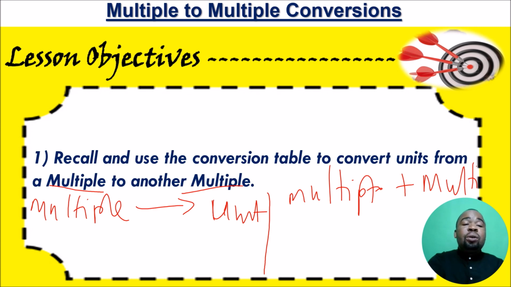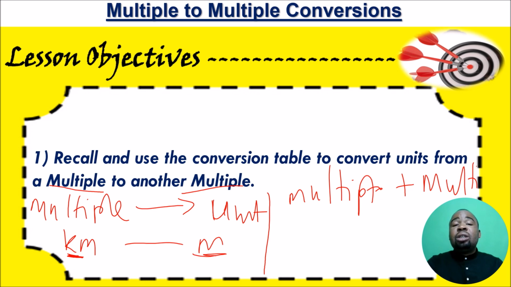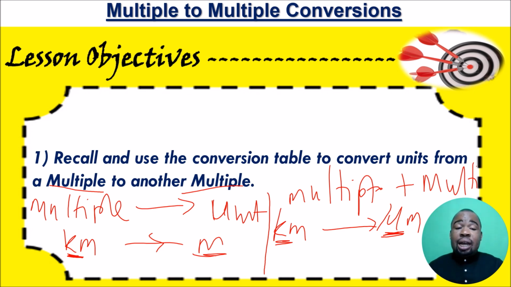For instance, we used kilometers to meters. In kilometers, there is a multiple here, kilo, but a meter is just a unit without a multiple. So today we're going to go a step further and look into multiples to multiples. For instance, we can have kilometers being converted to micrometers. Kilometer is a multiple, micrometer is another multiple. So we call these multiple to multiple conversions. And that's the essence of today's class. So let's quickly get into it.